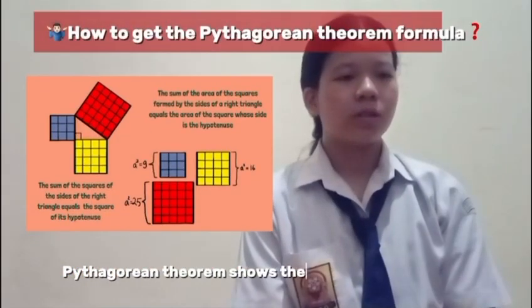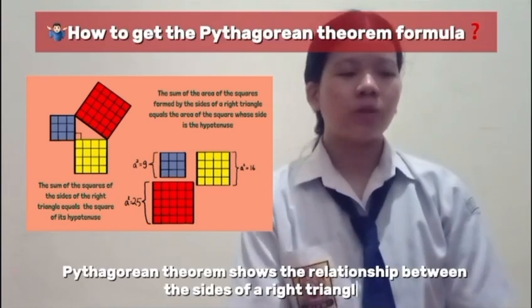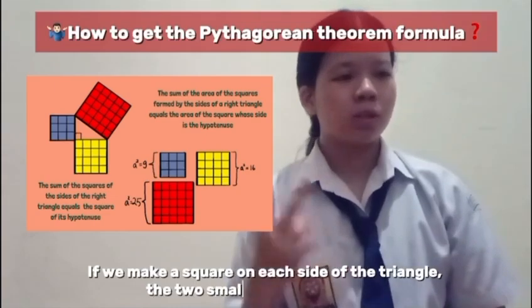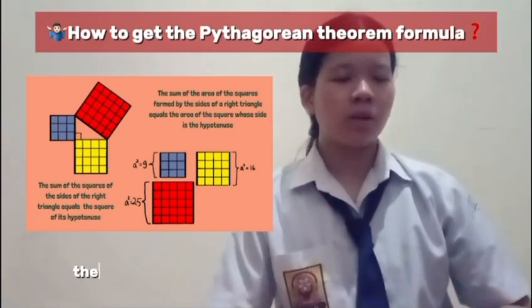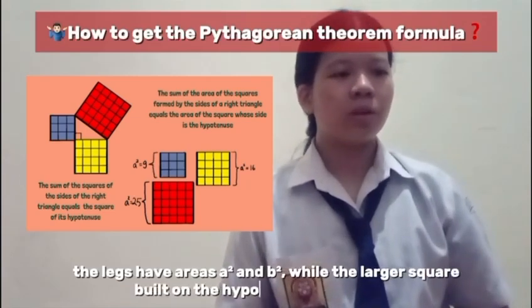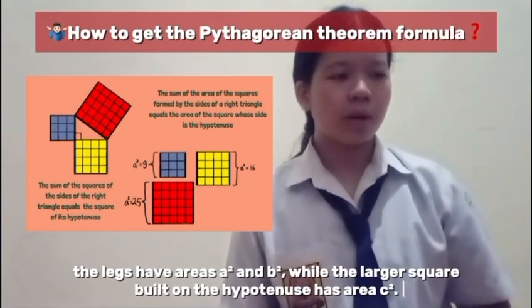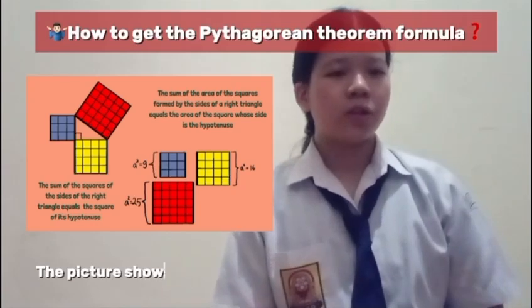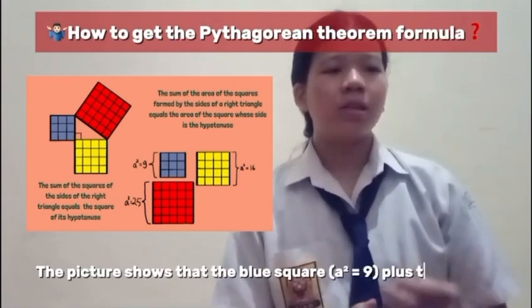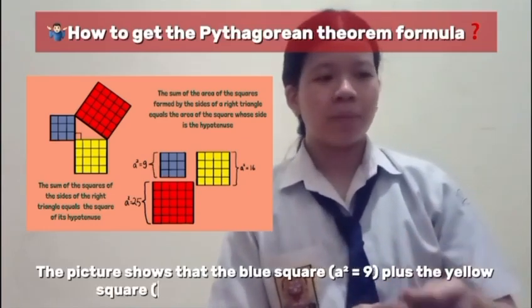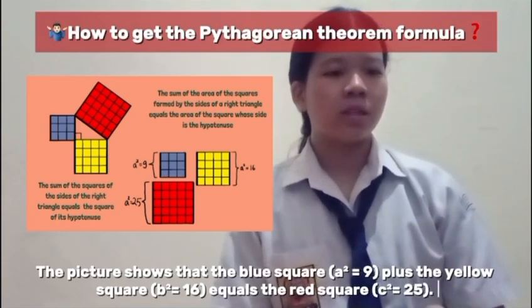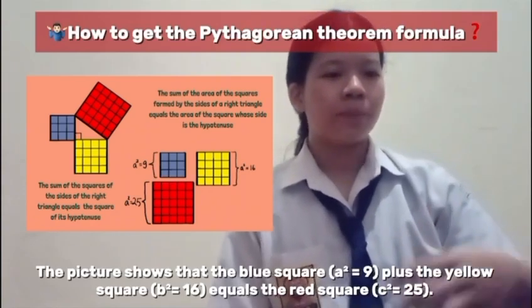The Pythagorean theorem shows the relationship between the sides of a right triangle. If we make a square on each side of the triangle, the two smaller squares built on the legs have areas a squared and b squared, while the larger square built on the hypotenuse has area c squared. The picture shows that the blue square, a squared, equals 9, plus the yellow square, b squared, equals 16, is equal to the red square, which is c squared, equals 25.